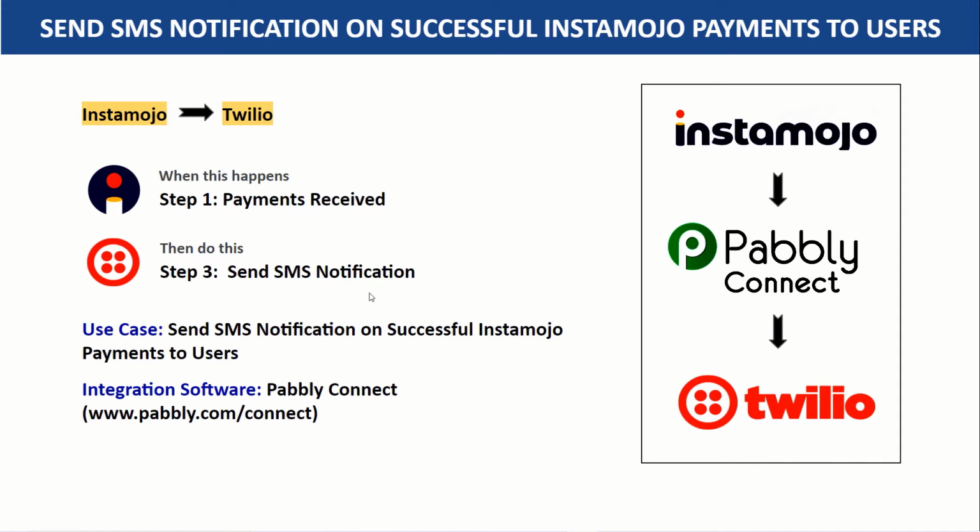But there's an issue, and the issue is both InstaMojo and Twilio do not have any sort of direct integration between them. That is why we are going to use integration software Pabbly Connect. With the help of Pabbly Connect, we can transfer the data from InstaMojo to Twilio. And the best part here is we do not require any knowledge of coding. So let me show you this on my screen.